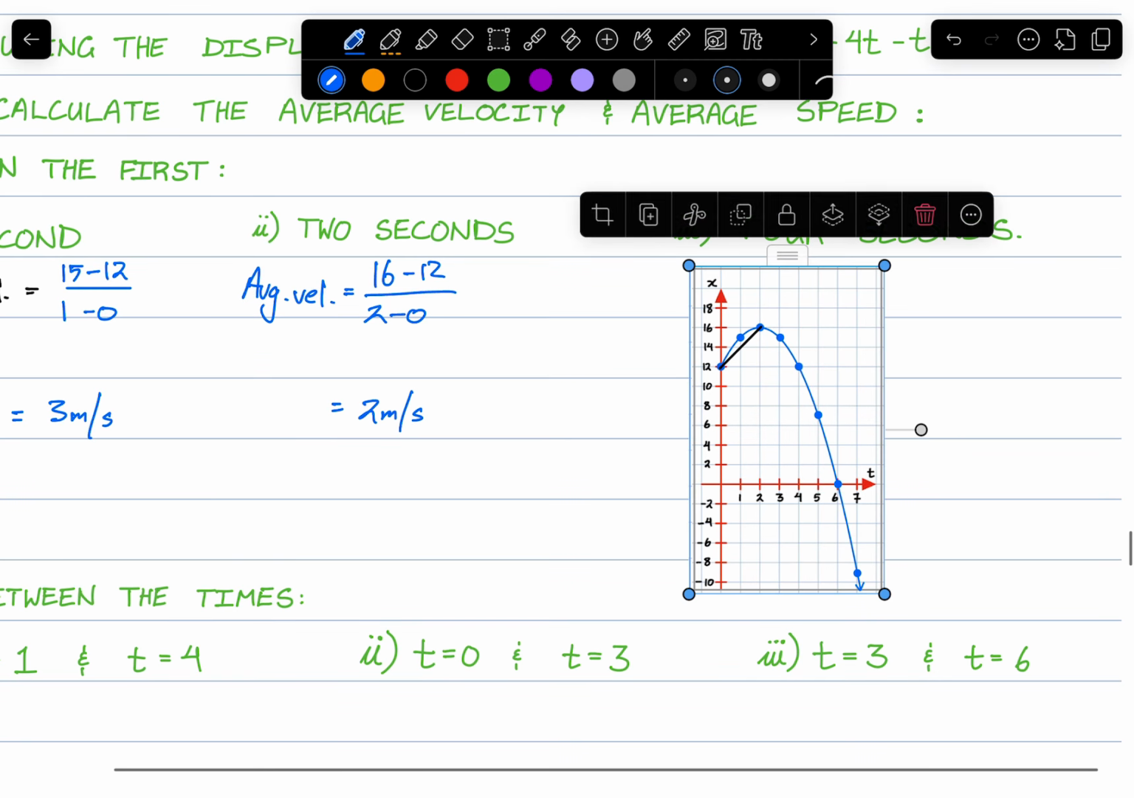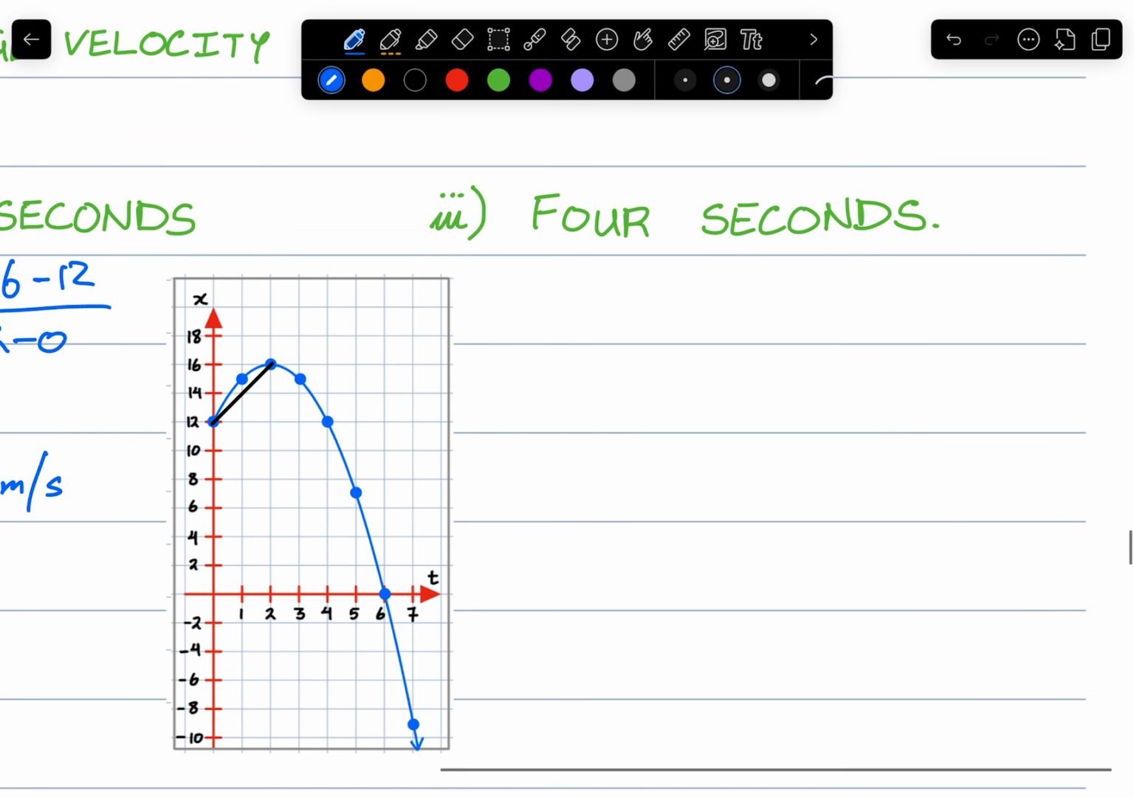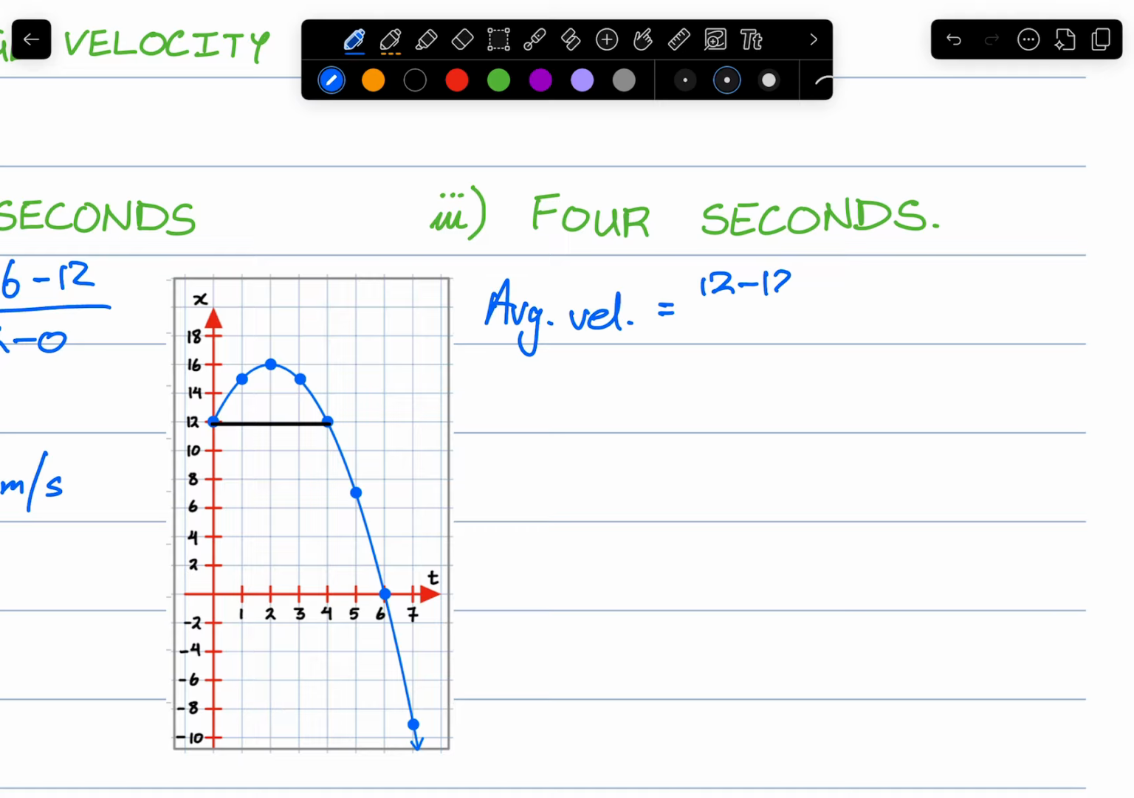Okay. Now let's take a look for the last one. In the first 4 seconds, it's going to go from 0 to 0. Well, I hope you can see, because we're getting the secant between these 2 points, the average velocity from here, that's going to be 12 take away 12 over 4 minus 0. Well, that's just going to be 0 meters per second.